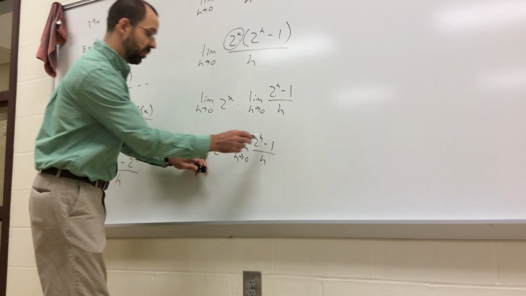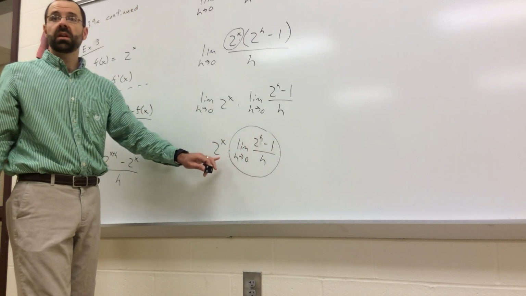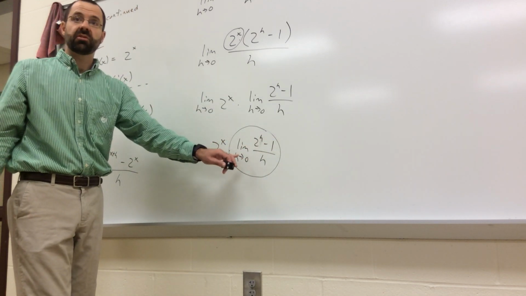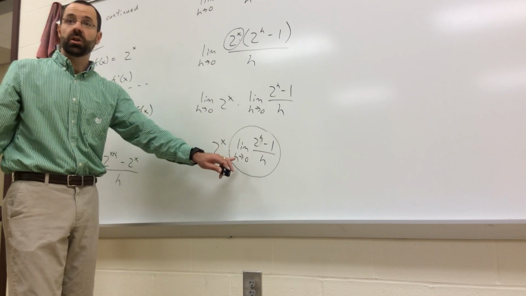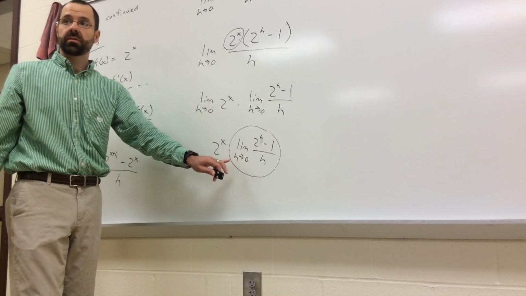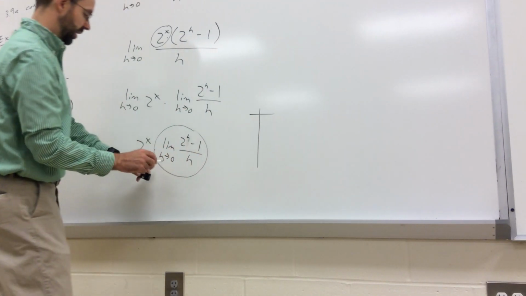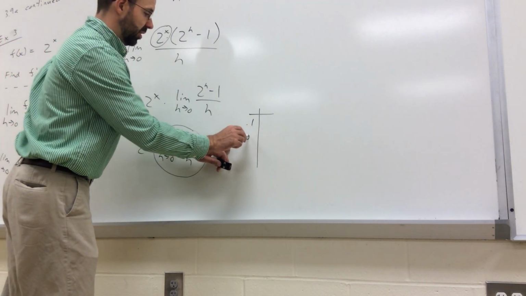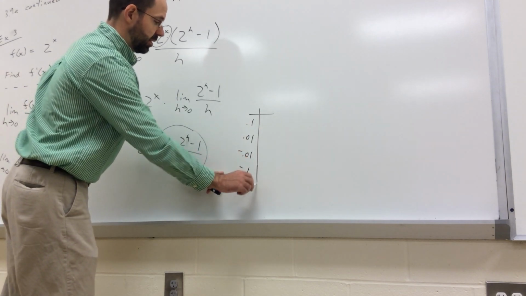Okay, so at this point we've boiled it down to this limit here. And we're going to make a table to figure out what that limit is. By the end of the day, we're going to know what that limit is exactly. But for now, we're going to get a decimal for it. So just plug in like 0.1, 0.01, negative 0.1, negative 0.01.